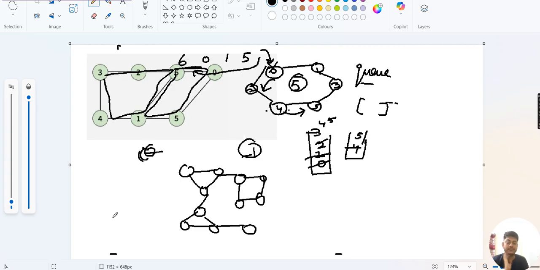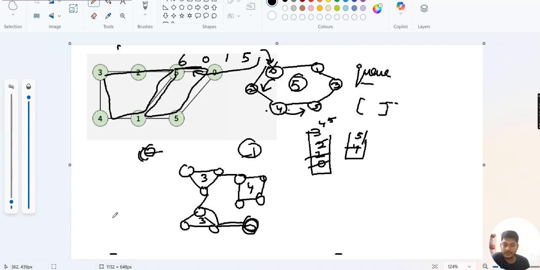Now this is the graph, and there are 3 cycles present in the graph. One cycle length is 3, one is 4, and one is again 3. So if we consider this question, we can see the answer will be 3 only, because the minimum cycle length is 3.